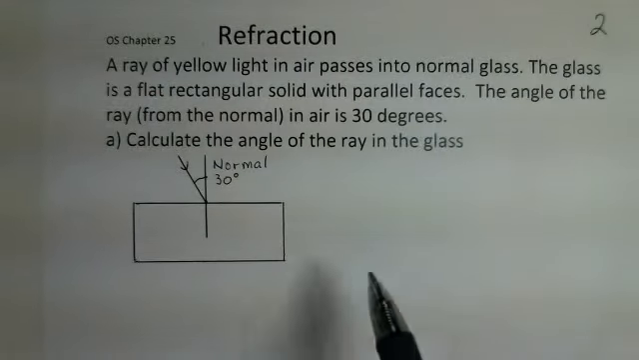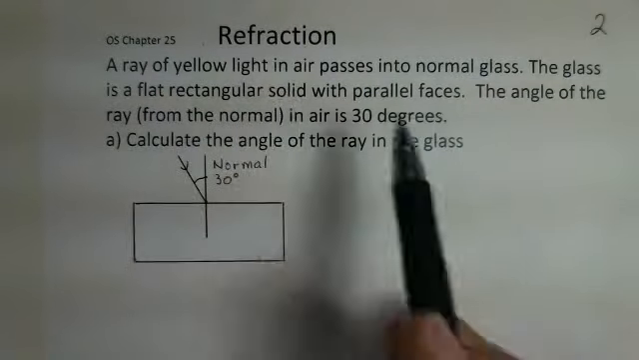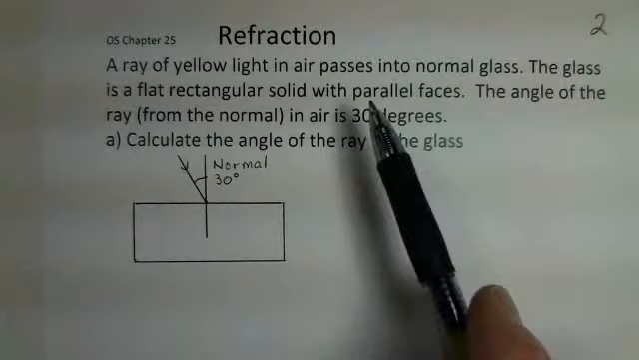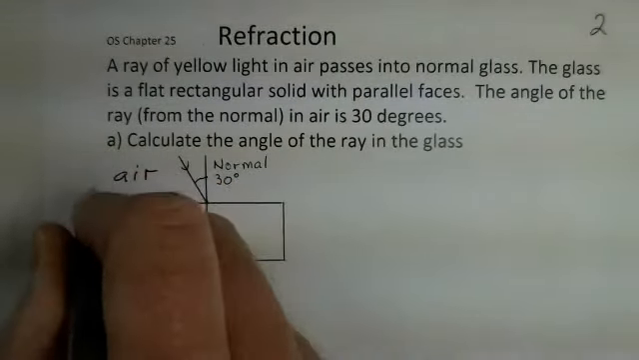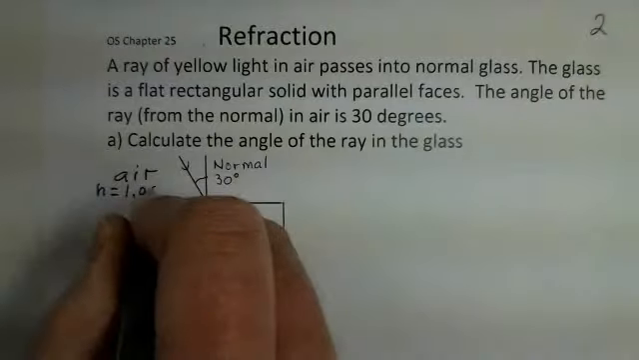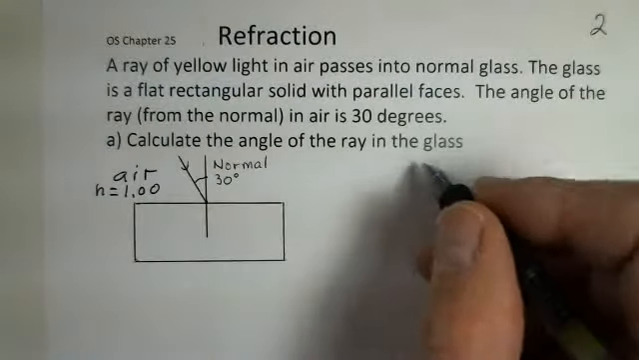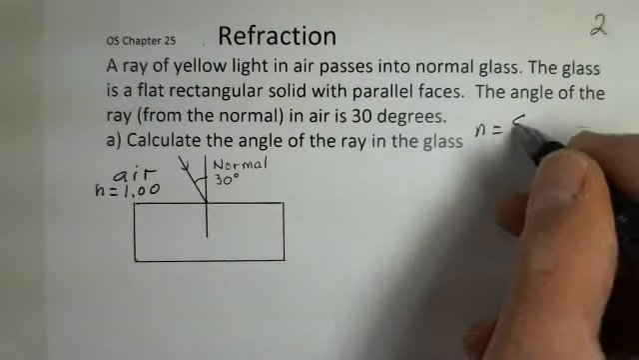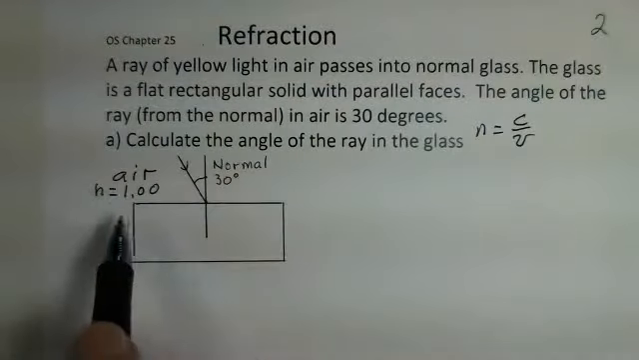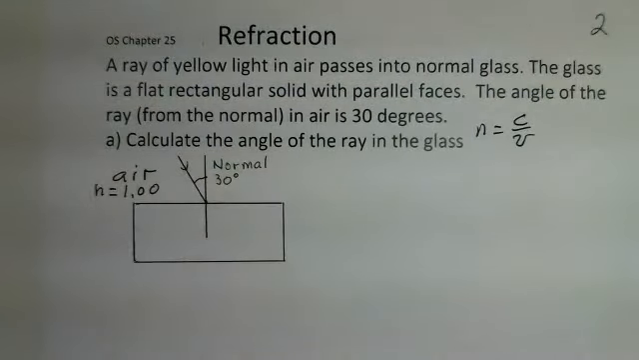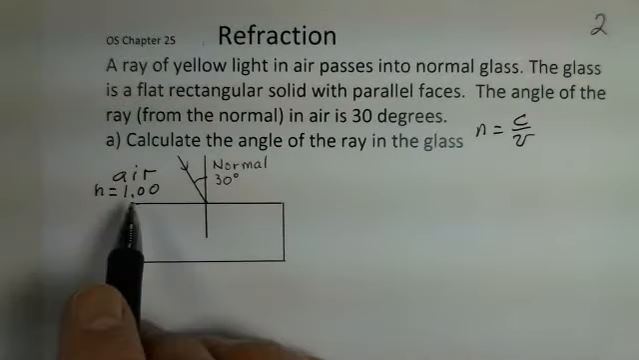So we're going to take a ray of yellow light, just some middle of the visible spectrum light. It's starting in air. Index of refraction 1.00. The index of refraction is a measure of the speed of light in the medium. Air is not exactly 1.00, but it's close enough. In our calculations, we'll use 1.00.